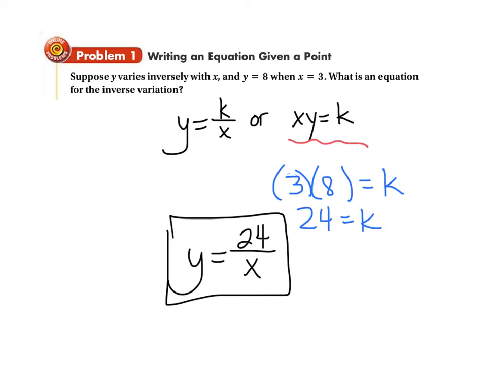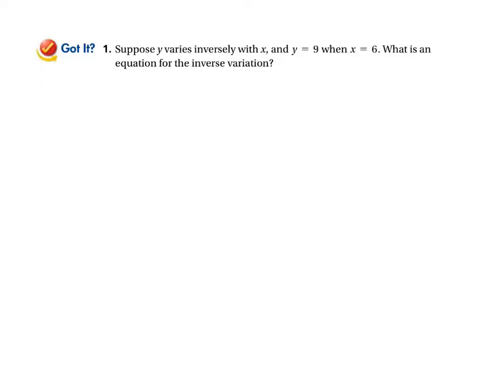You try one. Suppose y varies inversely with x and y equals 9 when x equals 6. What is the equation of the inverse variation? Okay, sorry, I had a quick interruption there. Hopefully you are ready to pause your video and try it yourself. I'll get you started.